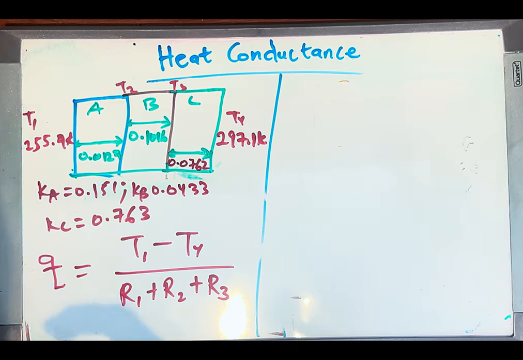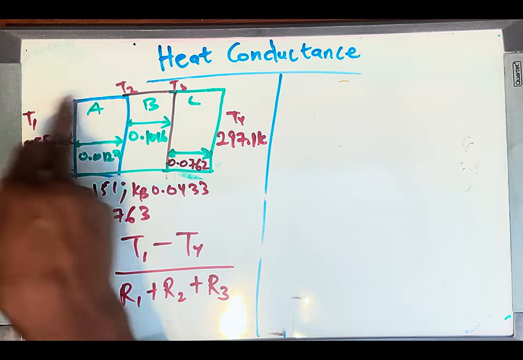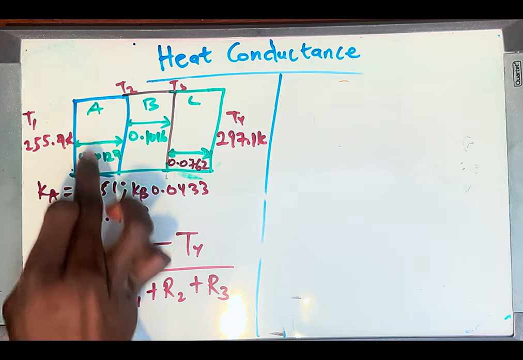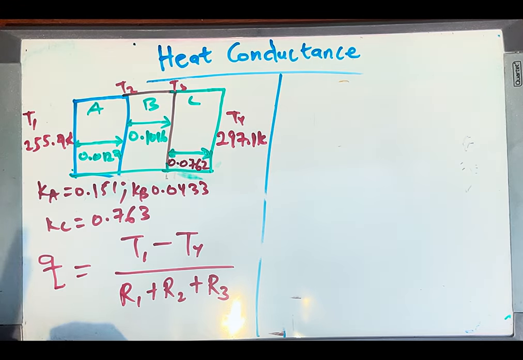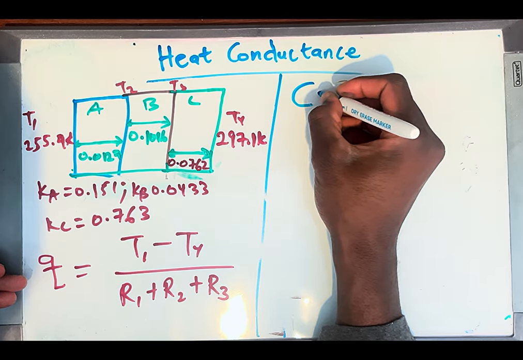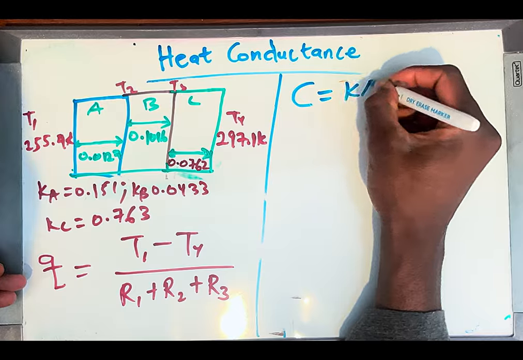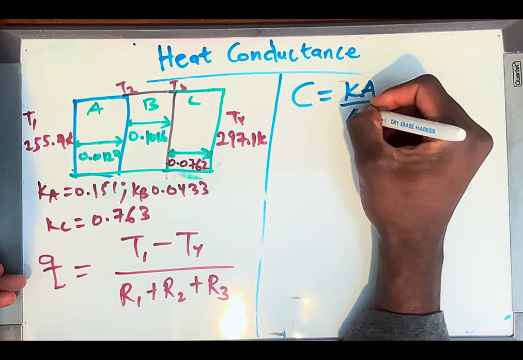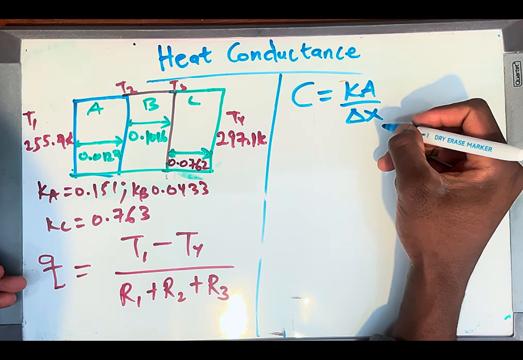Now, as I said, heat loss Q is given as T1, the one inside, minus T4, the one outside, all over the individual resistances of the materials. But we know that conductance C is given as what? Ka over what? The thickness, delta X.